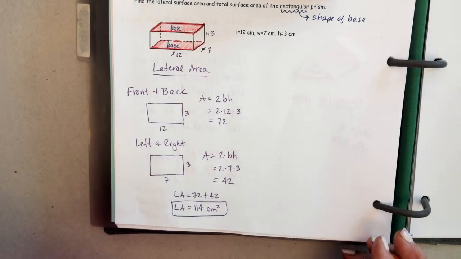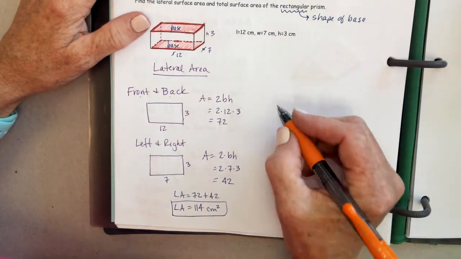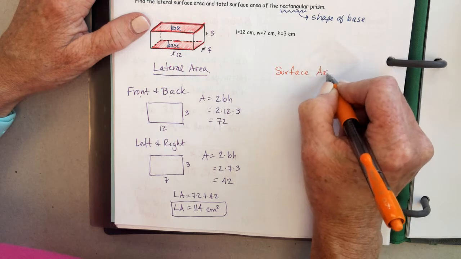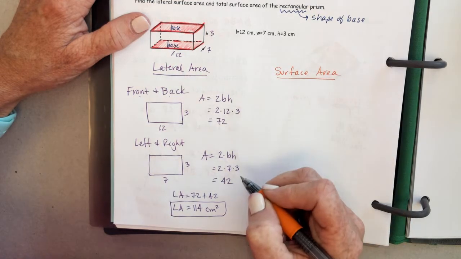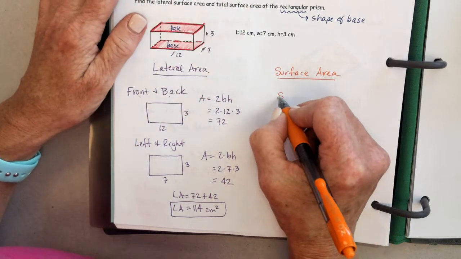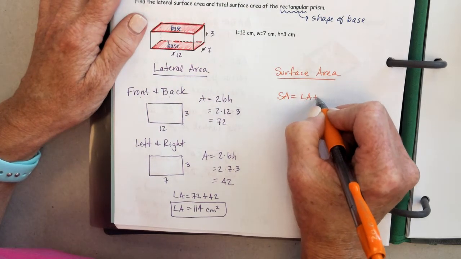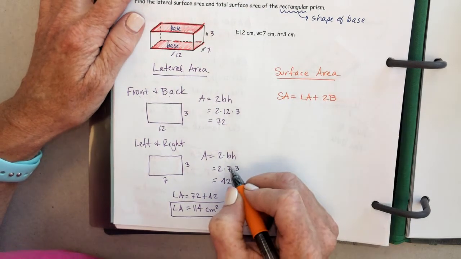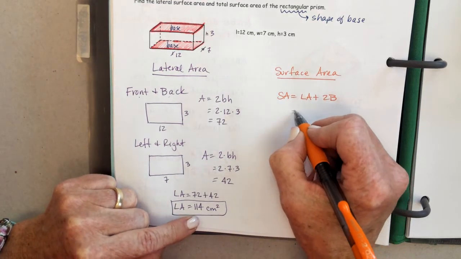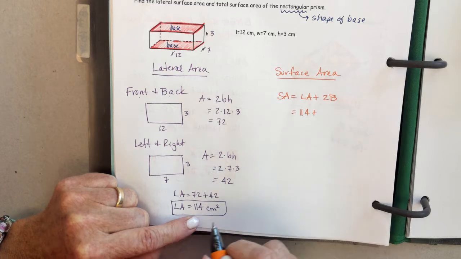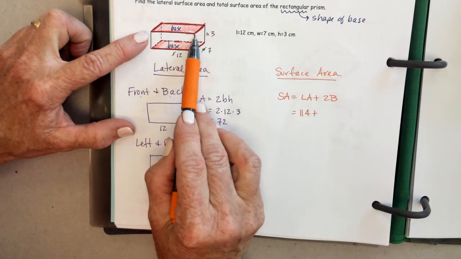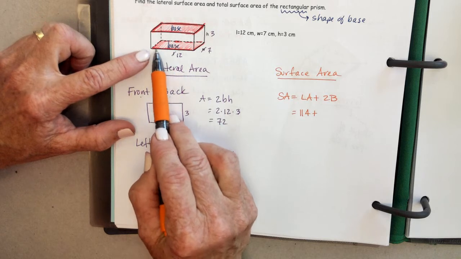Let's look at the total surface area. All right, total surface area here, just like we wrote up at the top. Surface area is lateral area plus 2 bases. Lateral area we just figured out was 114 plus those 2 bases. The base is this right here, or you can look on the bottom.